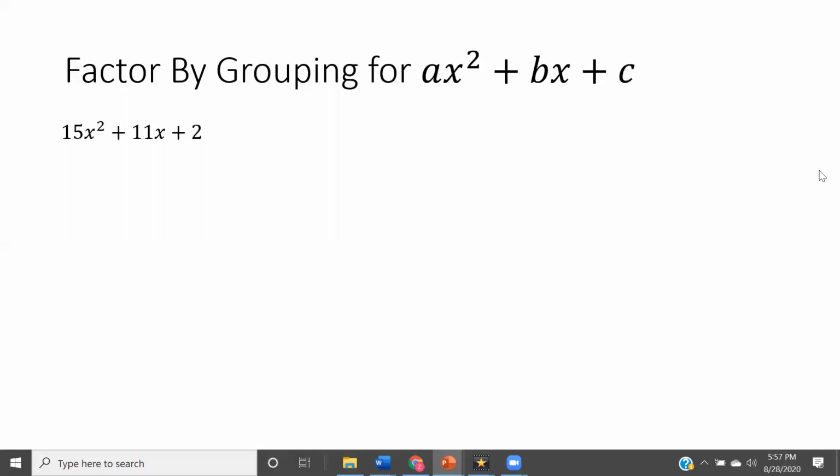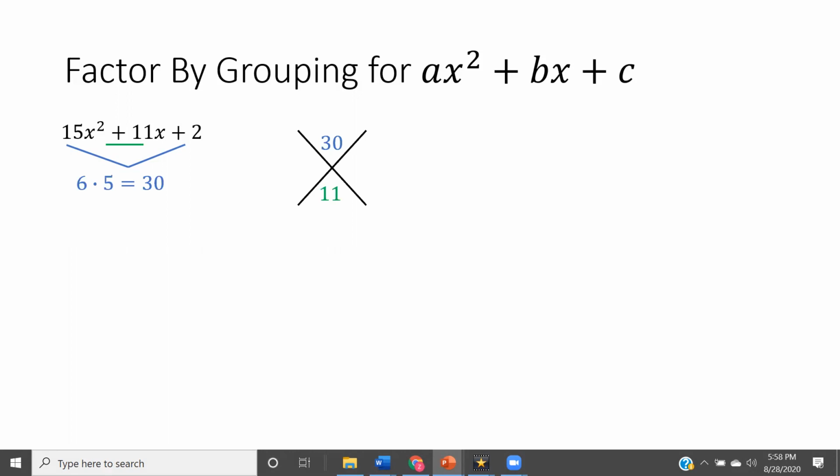So the first step is exactly the same as the last slide. I multiply the coefficient of my first term by my last term. And so 15 times 2 gets me 30. Anyways, what's important is that it is 30. And so I take that 30 and I put it on the top of my x, and I take the 11 and put it on the bottom of my x.